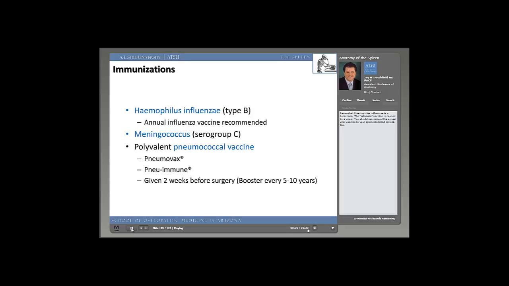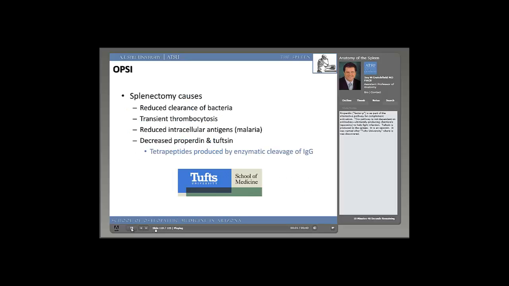Splenectomy, most notably in children, can lead to overwhelming post-splenectomy infection. In my 20 years as a surgeon, I actually never saw a case of OPSI. Splenectomy causes a reduced clearance of bacteria, a transient elevation in the platelet count, thrombocytosis. It also reduces intracellular antigens, such as that seen in malaria, and a decreased production of properdin and tuftsin.